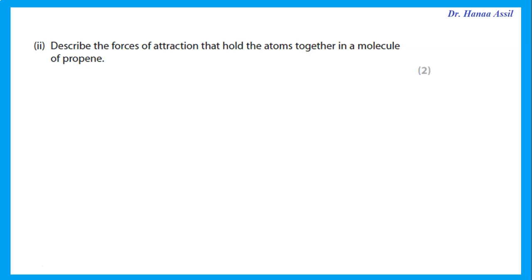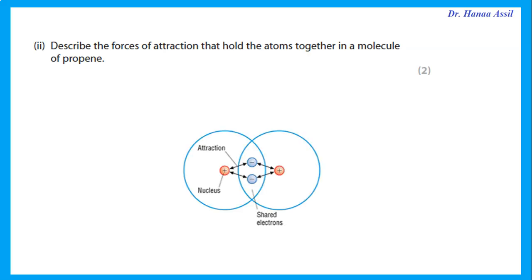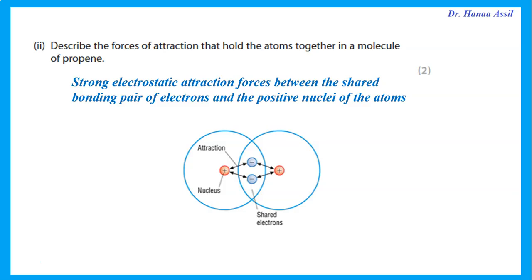Describe the forces of attraction that hold the atoms together in a molecule of propene. You should realize that propene is covalent. The bonds inside are covalent. So this question is basically asking what is meant by covalent. So when the question says, describe the forces of attraction that hold the atoms together in a covalent molecule, that means explain what is meant by covalent. This is strong electrostatic attraction forces between what?